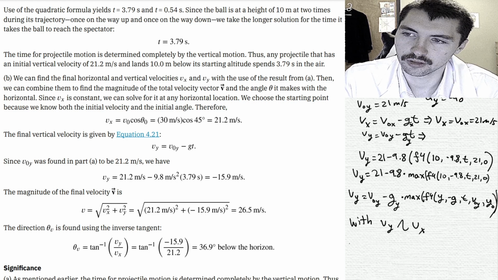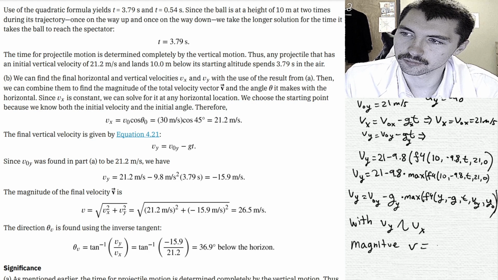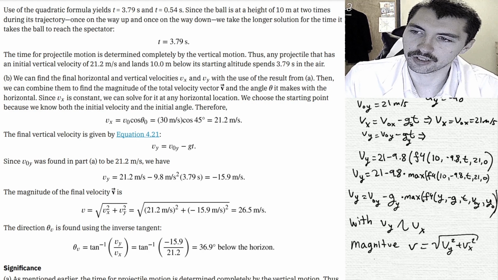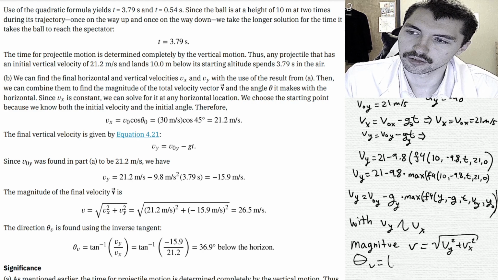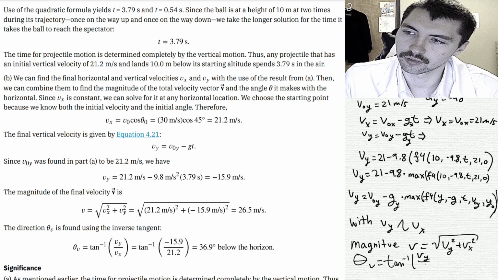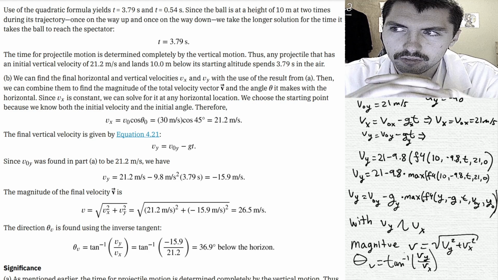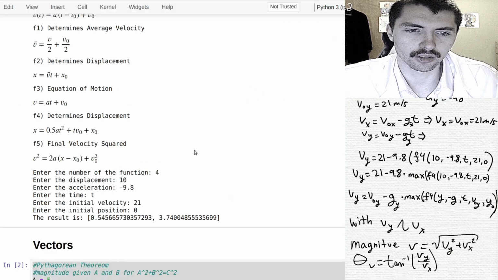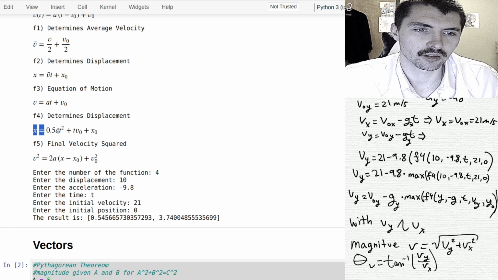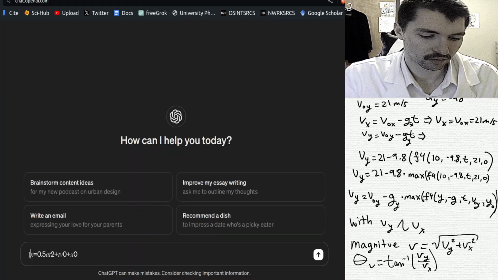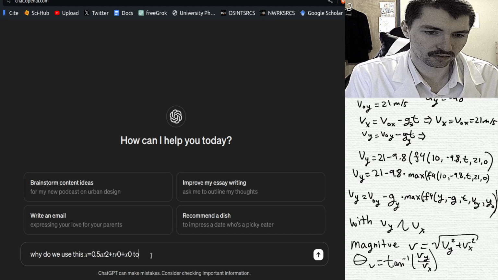So with vy and vx, then the magnitude of v is the square root of that. Okay, so one thing that we didn't know is we need to know why we use this. Why do we use this to solve?